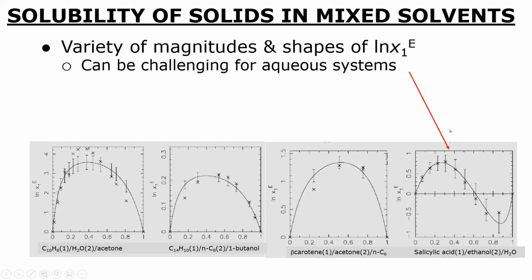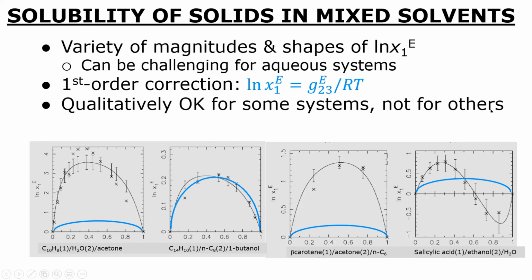And in fact, the modeling of these can be challenging, particularly for aqueous systems. This is an aqueous system, everything is fine. This is an aqueous system where it's really a problem. So the first order correction that you see doesn't do badly in this case, it's sort of in the right magnitude here, but it misses the change in sign.